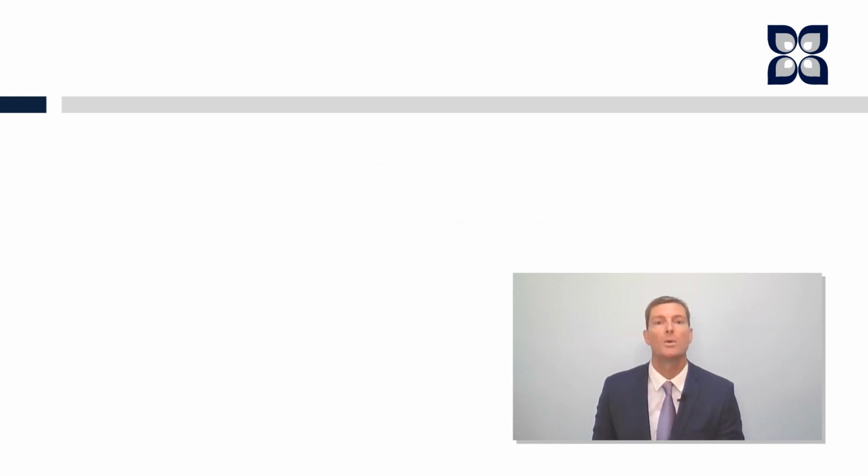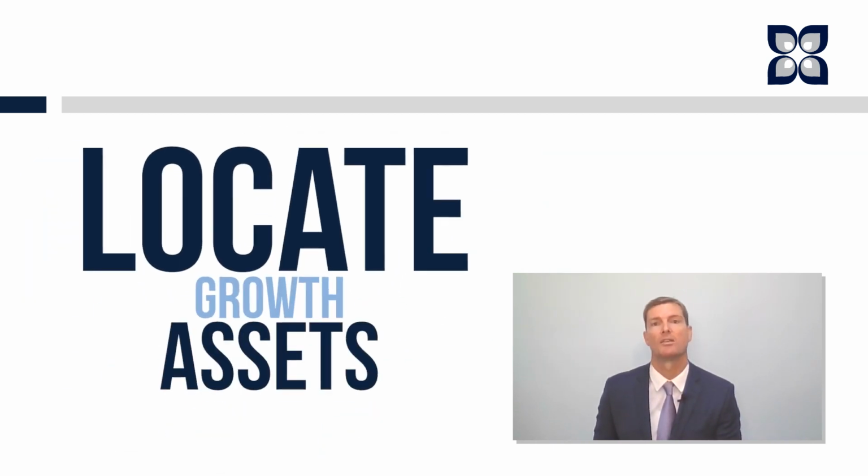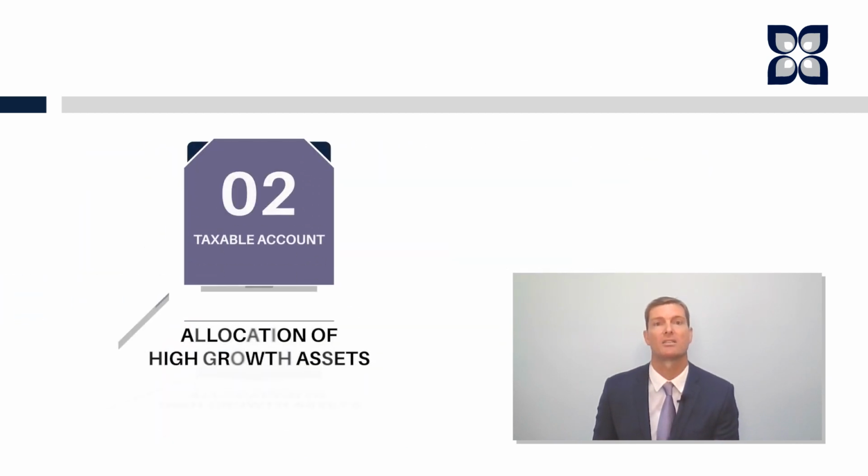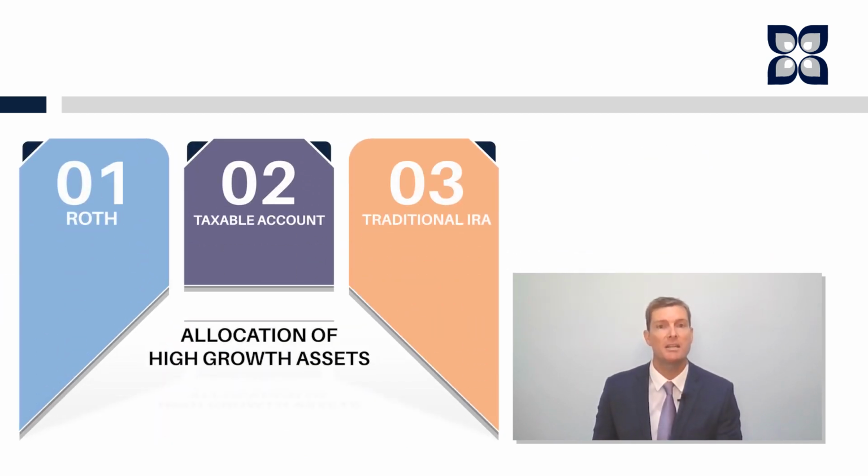When faced with a decision to locate growth assets, such as stocks, across the different account types, it's typically better to prioritize allocating high-growth assets in a Roth, since that minimizes expected future taxes, then to a taxable account, since any future distributions on a taxable account are likely to be taxed at long-term capital gains rates. And lastly, to a traditional IRA, since future distributions will be taxed at your future marginal tax rate and thus incur the largest tax burden.